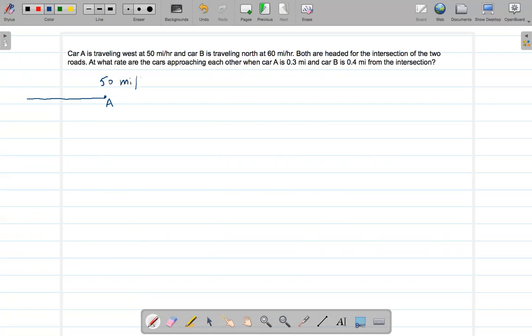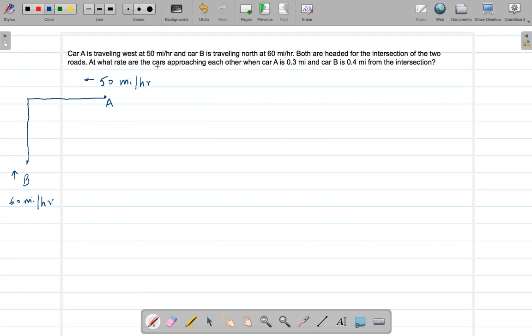miles per hour. And there is another car, car B, traveling north, and both are headed for the intersection of two roads. So let's say this is the intersection, and another car, let's say this is car B, is traveling north, meaning this direction. This one is traveling this direction, at the rate of 60 miles per hour.